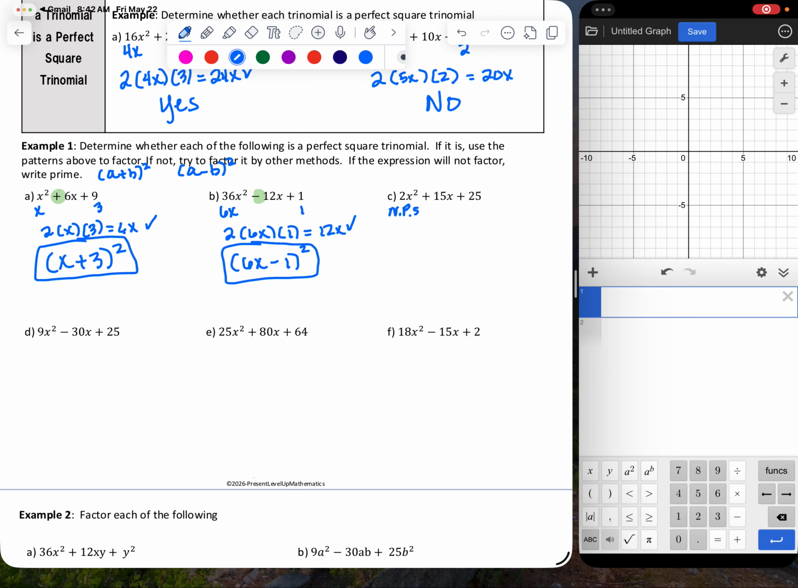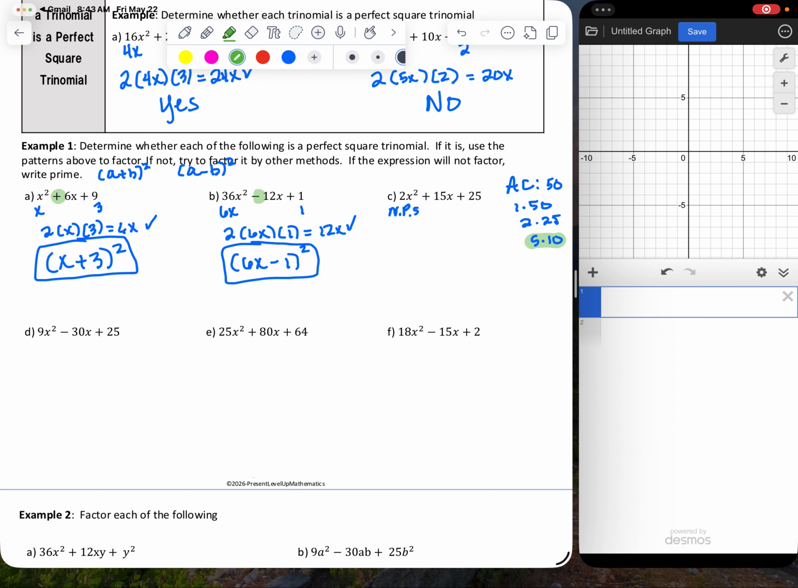In the AC method, you take the value of A, which is 2, and multiply it times the value of C, which is 25. So 2 times 25 is 50. Then you list the factors of 50. 1 times 50, 2 times 25, and 5 times 10. Then you look through that list and see if any of those pair of integers will give us our middle term of 15. Well, right away I notice I can use 5 and 10 because 5 plus 10 is 15.